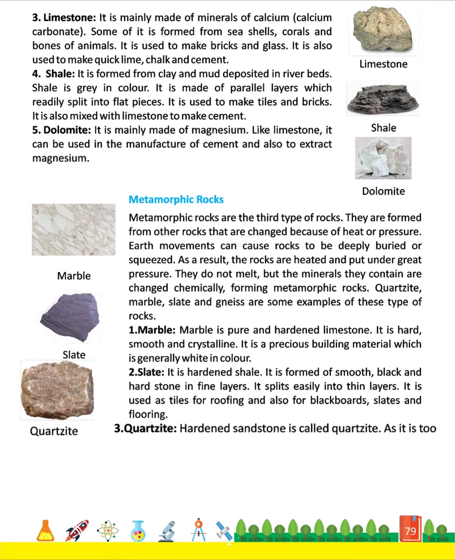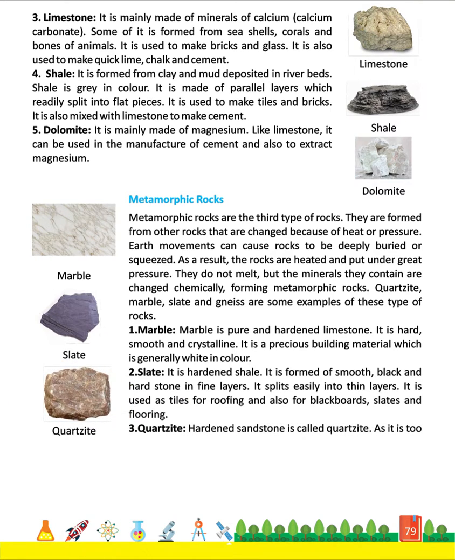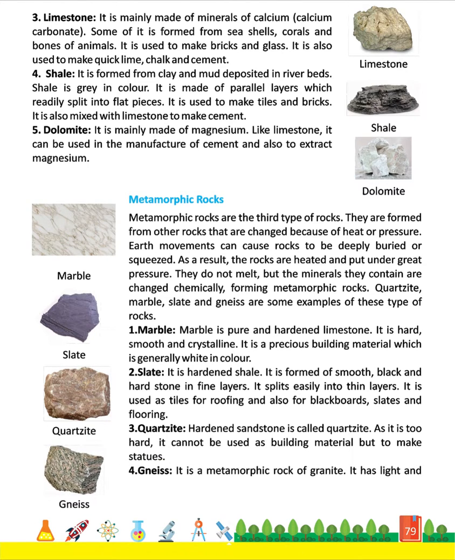3. Quartzite. Hardened sandstone is called quartzite. As it is too hard, it cannot be used as building material, but it is used to make statues. 4. Igneous. It is a metamorphic rock of granite. It has light and dark bands like streaks. Polished igneous can be used as tiles for flooring. Marble, slate, quartzite, igneous.